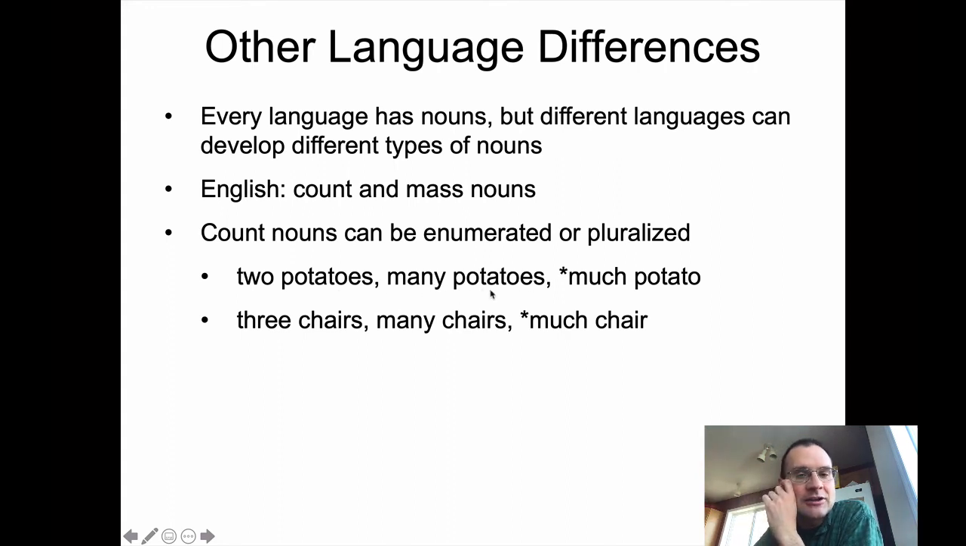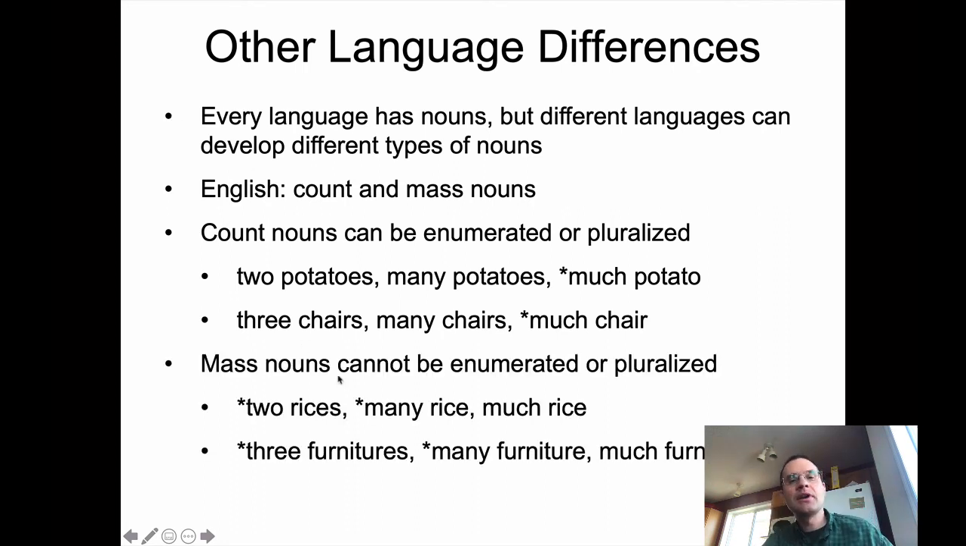You can have many potatoes, but you can't have much potato. And chair is a noun that works in a similar fashion. So you can have 3 chairs or many chairs, but you can't have much chair. Mass nouns, on the other hand, cannot be enumerated or pluralized. So you can't have 2 rices or many rice, but you can have much rice. And even though chairs is a hyponym of furniture, right, furniture is a mass noun rather than a count noun. So you can't have 3 furnitures or many furniture, but you can have much furniture.